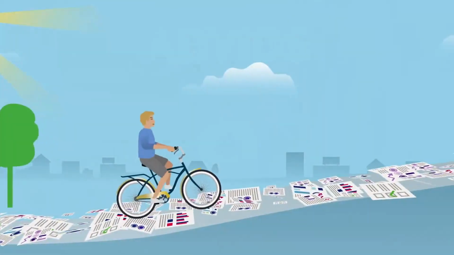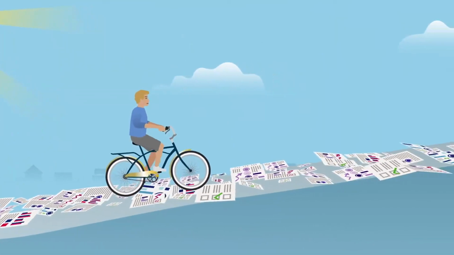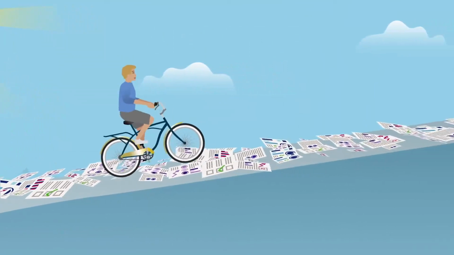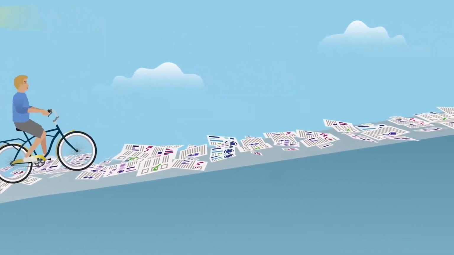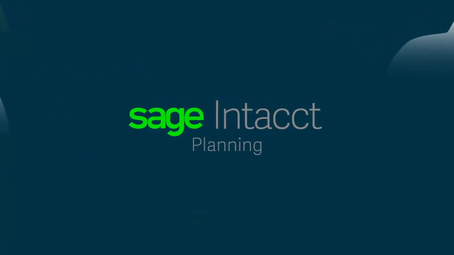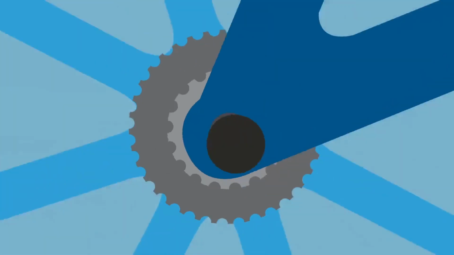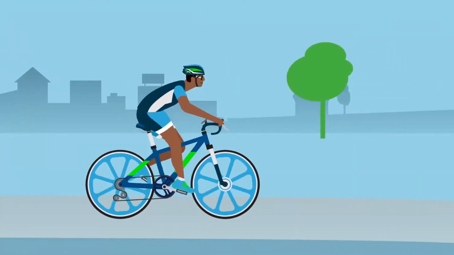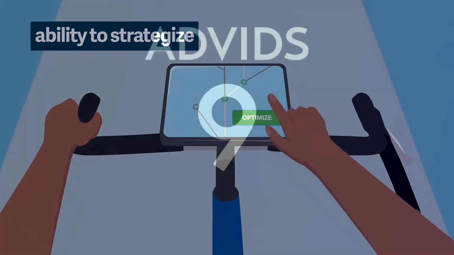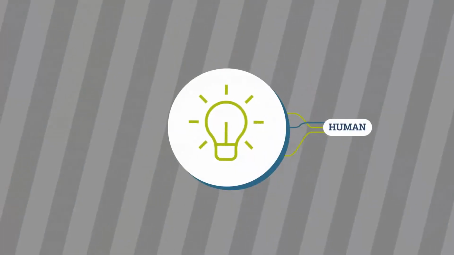As soon as you hit a few bumps or your business starts to grow, it's going to be harder and harder to maintain forward progress. Sage Intacct Planning provides a comprehensive, cloud-based solution that gives your small to mid-market business the ability to strategize your best course. Manage the more innovative, high-value work.